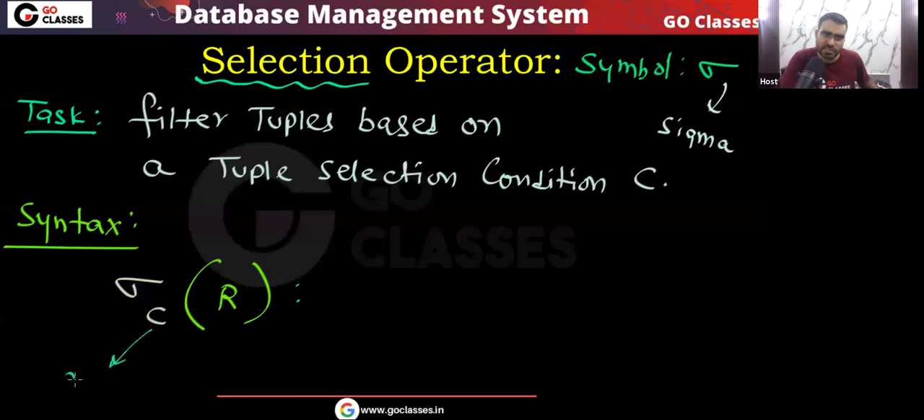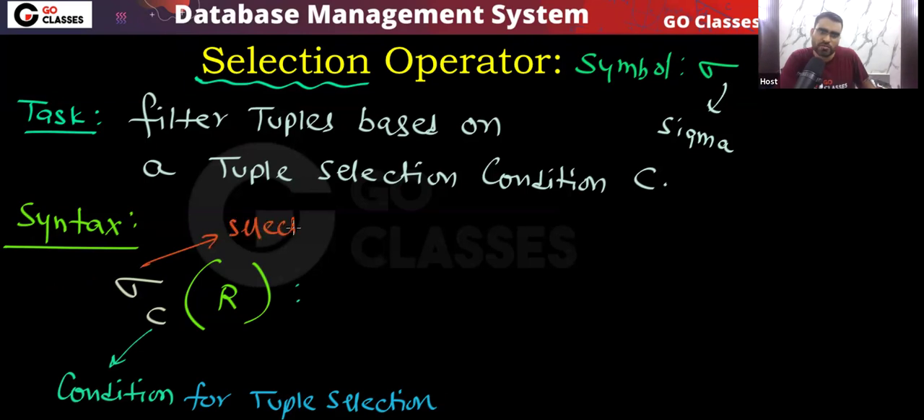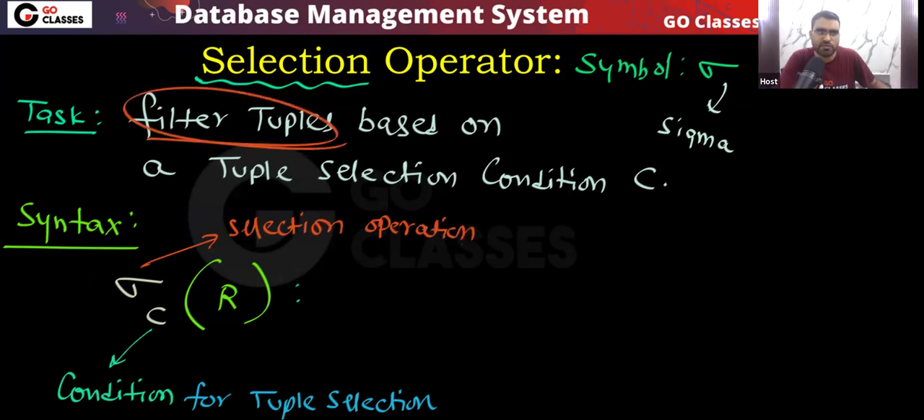So here what is happening? Remember this C, this is a condition. This is the tuple selection condition, the condition for tuple selection. Which tuples do we want to select? You can see this is your selection operator, right? This is the select, the selection operation. What does it mean? It means we are filtering the tuples, we are selecting the tuples, and this is your relation.